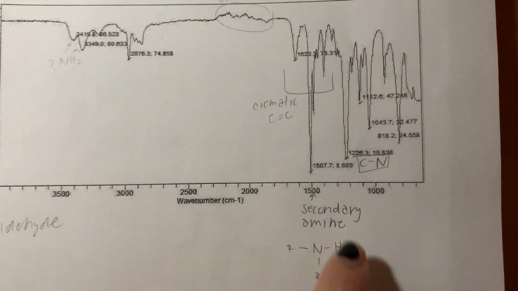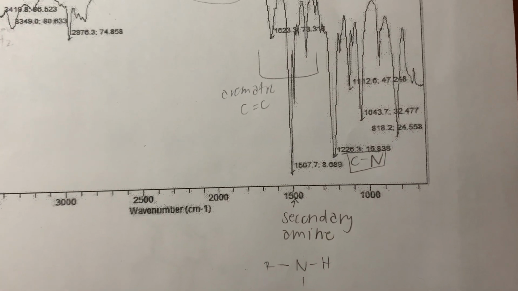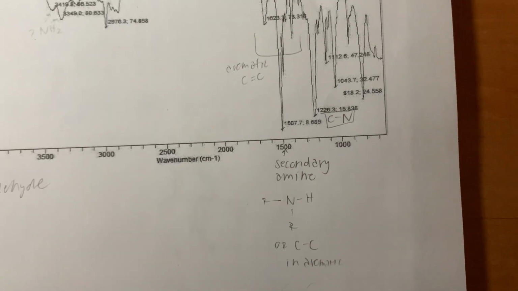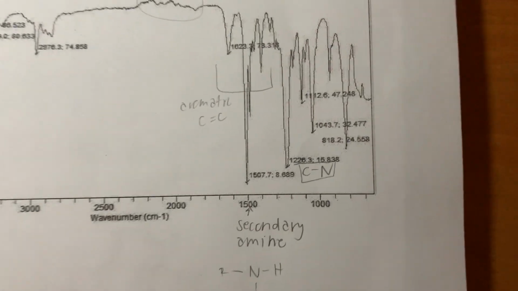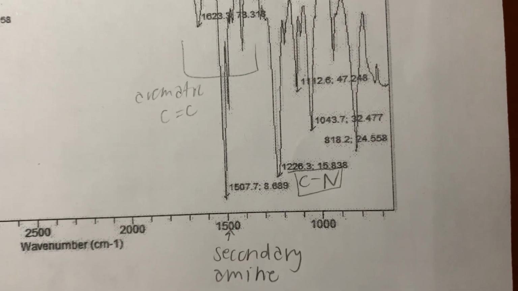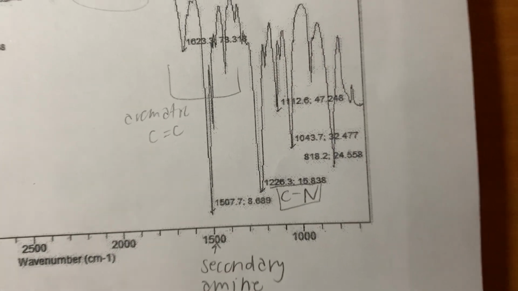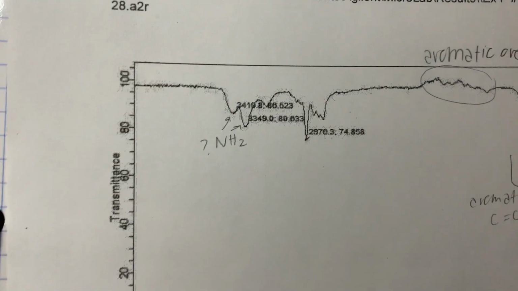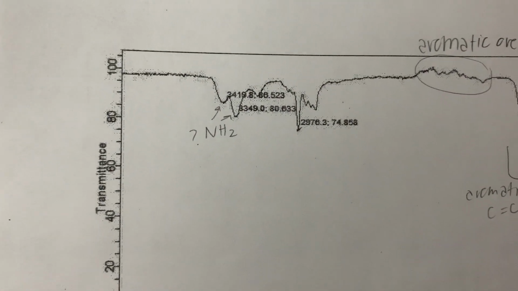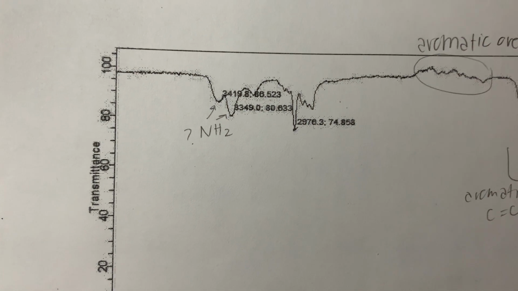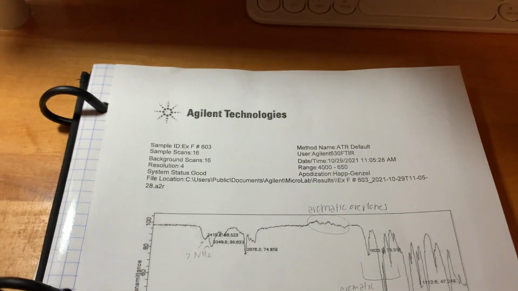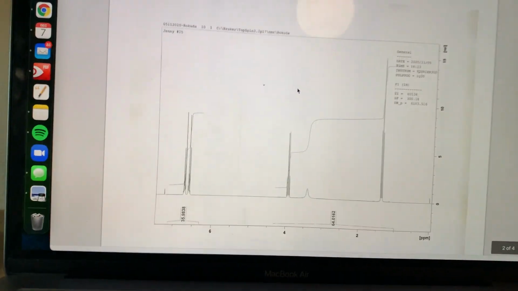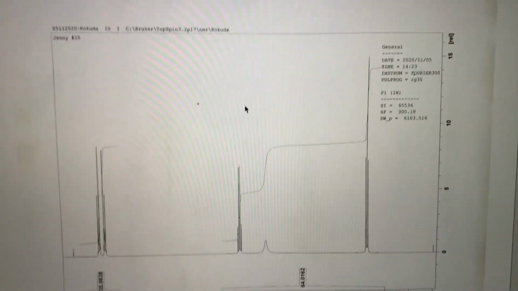And then there was a very large peak around 1500, which was potentially carbon-carbon bonds, and then one at 1200, which was a carbon-nitrogen bond. And there were very small peaks around 3,400 and 3,300, and that indicated that a potential amine group was in my formula. And then I looked at the NMR, and this is what it looked like.